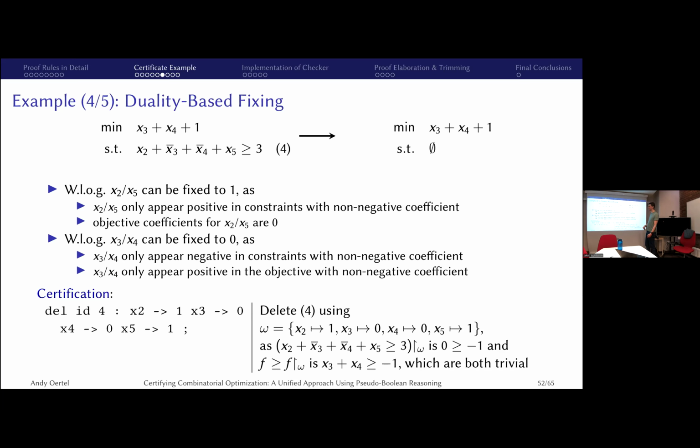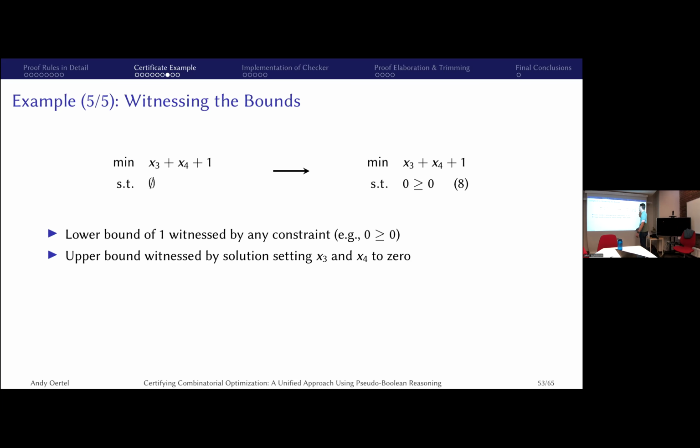And the objective has a constant 1. So our optimal value should be 1, because we can set x3 and x4 to 0. And so what we now just have to do is some bookkeeping. For witnessing that our lower bound is 1, any constraint certifies that. So we could just derive, for example, 0 greater equal 0, which would be fine. And for the other bound, we could give a solution setting x3 and x4 to 0. That satisfies all the constraints, and we're fine.